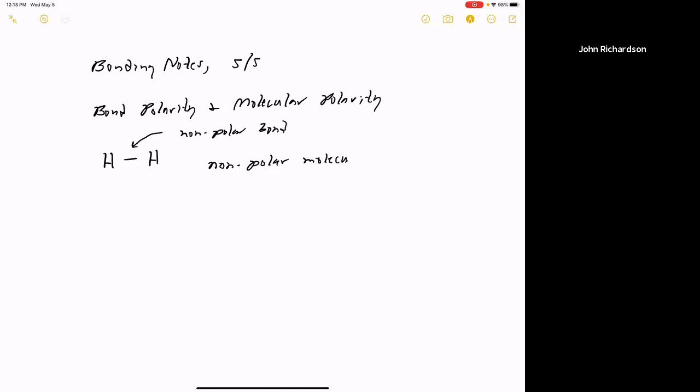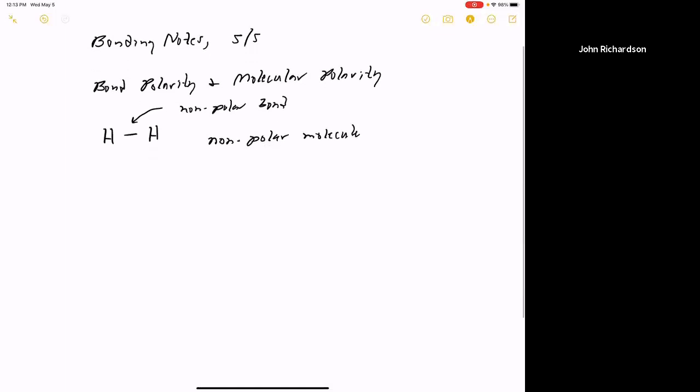Now let's look at the other extreme here. What if I had a covalent molecule involving a hydrogen and a fluorine sharing an electron pair? Okay, so we could draw it out as a Lewis structure like that. Now here we have to think about the fact that there's going to be an electronegativity difference between these two atoms. You'll remember from the video that fluorine is the most electronegative element.